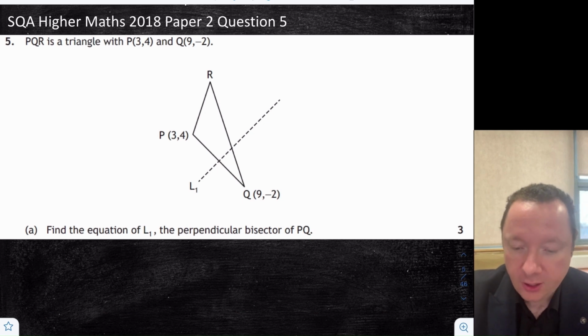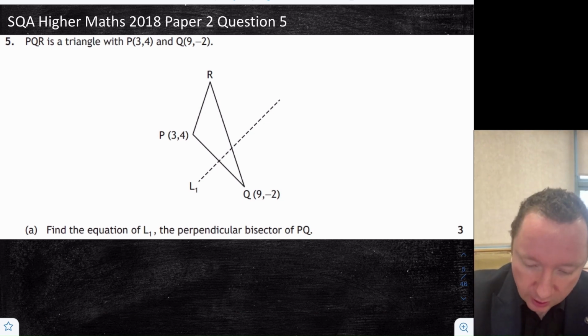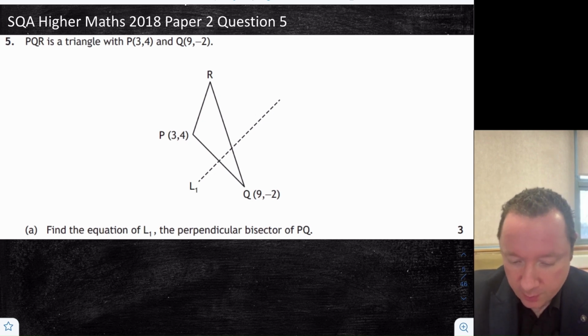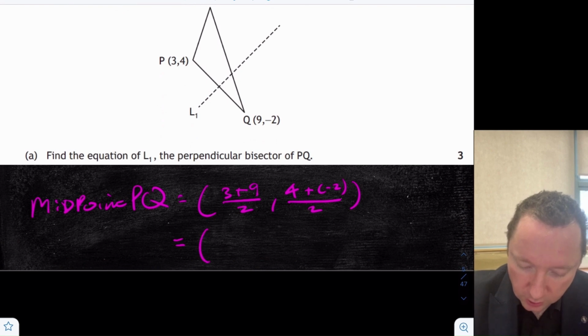This is a circle question, but the circle part comes later. So this is a straight line to start with. We need the equation of a perpendicular bisector, so that cuts this in half. So we need the midpoint. Well, that equals (3 plus 9) divided by 2 and (4 plus minus 2) divided by 2. That's 12 over 2, which is 6, and that's 2 over 2, which is 1.